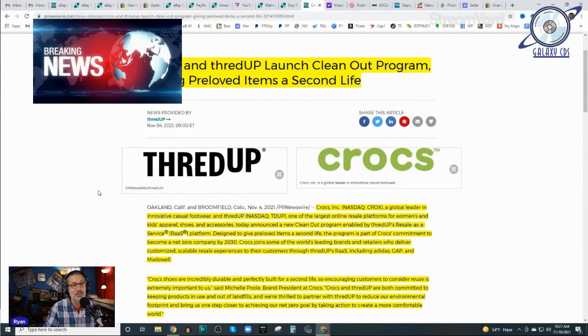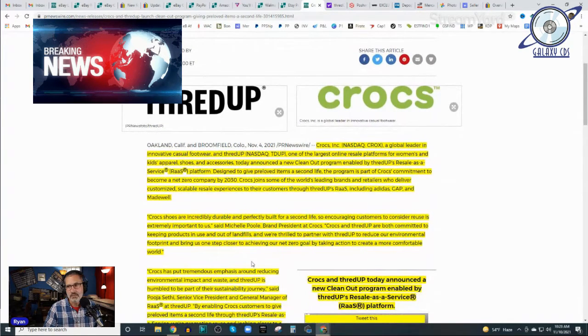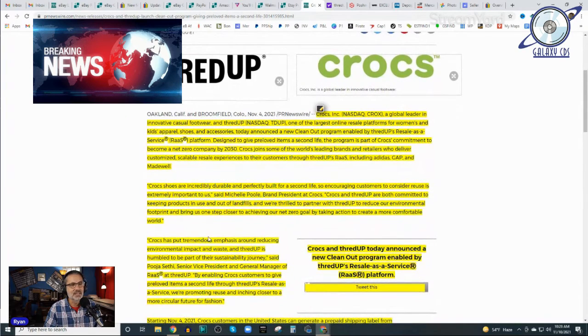I hear they're mighty comfortable, but I just can't get past how they look. Anyway, they have partnered with ThredUp, one of the largest online resale platforms for women's and kids' apparel, shoes, and accessories, and announced a clean-out program to be enabled by ThredUp's Resale as a Service platform. Designed to give these pre-loved items a second life, the program is part of Crocs' commitment to become a net zero company by 2030. Crocs joins some of the world's leading brands and retailers who deliver customized, scalable resale experiences to their customers through ThredUp's Resale as a Service, which include, of course, Adidas, Gap, Madewell, and I don't know how many others we've talked about on this show over the last 6 months.